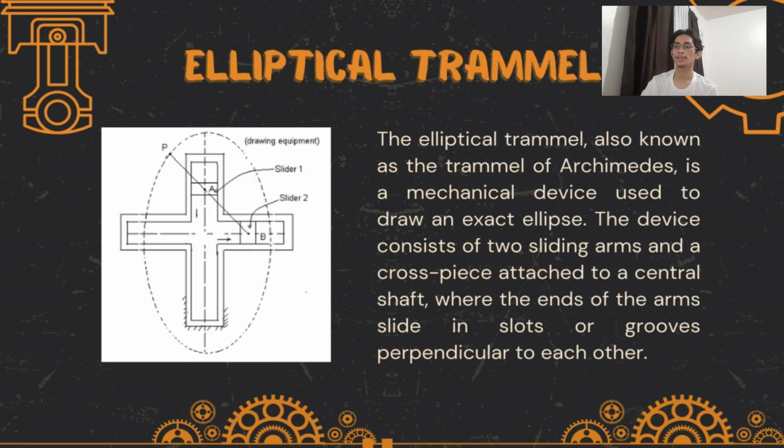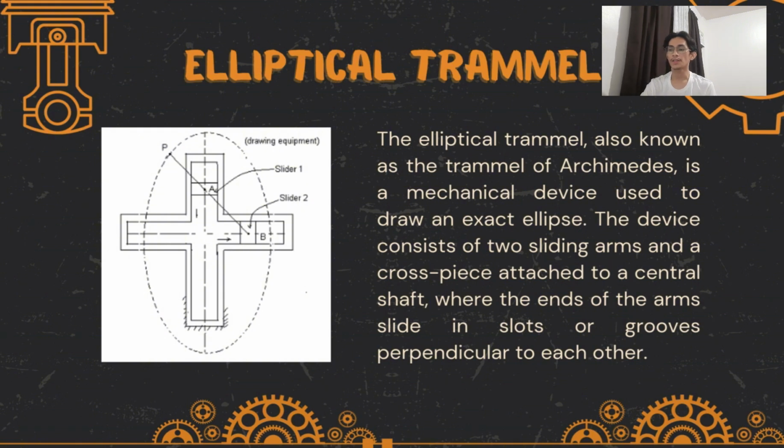First, let's have the elliptical trammel. The elliptical trammel, also known as the trammel of Archimedes, is a mechanical device used to draw an exact ellipse. The device consists of 2 sliding arms and a crosspiece attached to a central shaft where the ends of the arms slide in slots or grooves, perpendicular to each other.